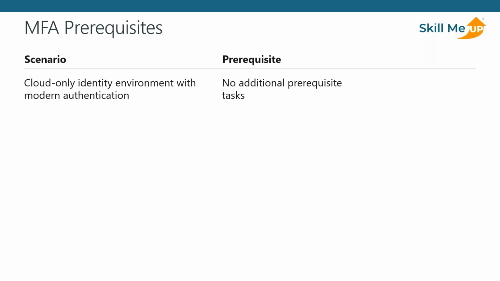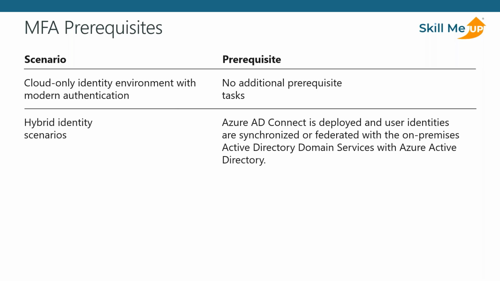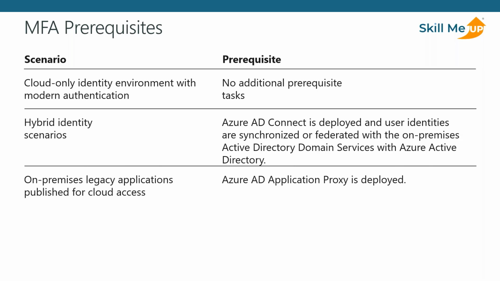Now, before starting a deployment of multi-factor authentication, there are some core prerequisites that need to be completed. For cloud-only identity environments with modern authentication, there are no additional prerequisite tasks whatsoever. If you're utilizing hybrid identity, then you'll need to have Azure AD Connect deployed and the identities synchronized into Azure Active Directory. If you are utilizing on-premises legacy applications that have been published to the cloud, then you'll need to make sure that Azure AD Application Proxy is deployed as well.